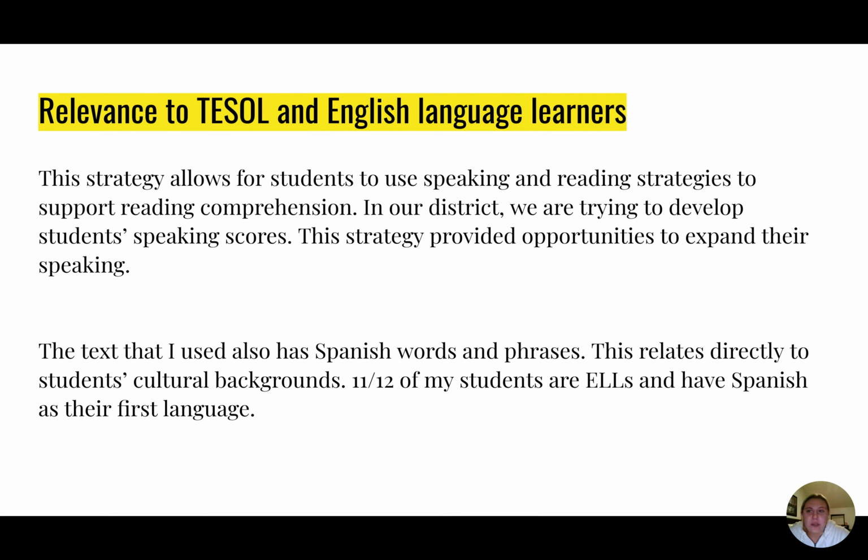Relevance to English language learners. This strategy allows students to use speaking and reading strategies to support reading comprehension. In our district currently, we're really trying to develop our student speaking scores. So this strategy provided opportunities to expand their thinking. The text that I use also has Spanish words and phrases, and this relates directly to students' cultural backgrounds, considering the fact that 11 out of the 12 of my students are ELLs and have Spanish as their first language.